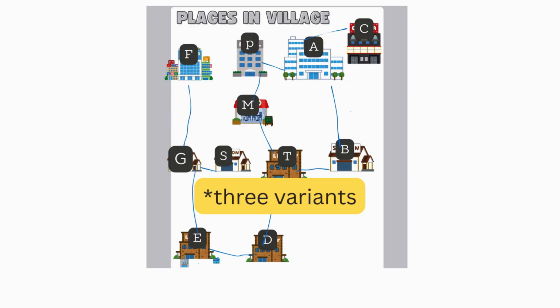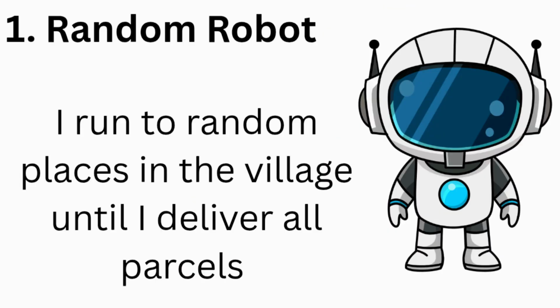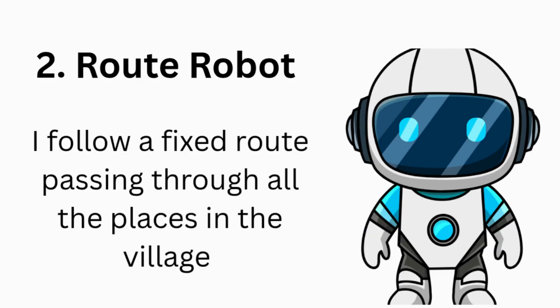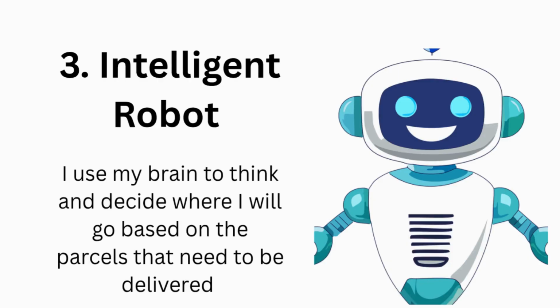The first one will be the most inefficient, moving in random directions until it has finished delivering all parcels. The second one will be a bit efficient, following a fixed route. And the third one will be the most optimal, being able to plan ahead and make deliberate decisions on where to move based on the tasks or parcels that it has to deliver.